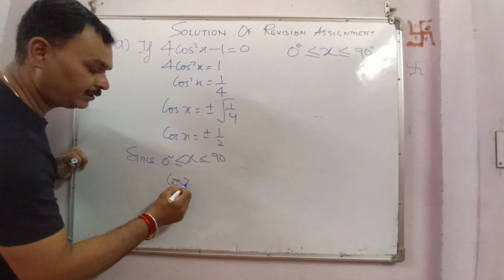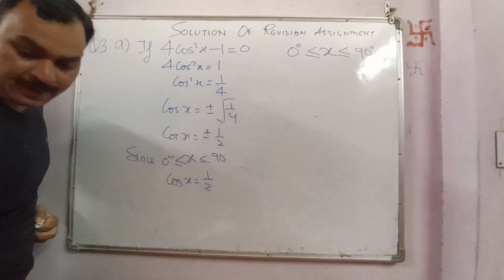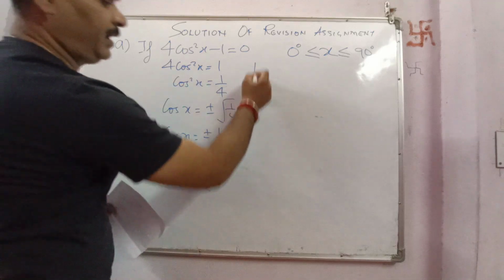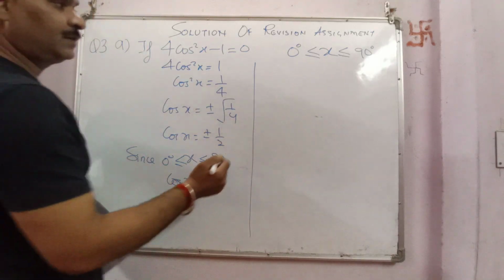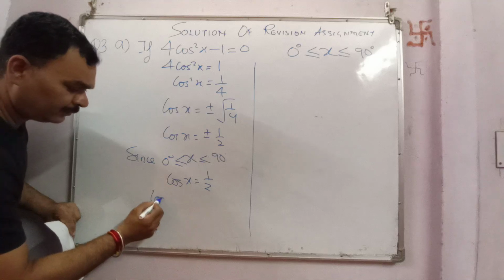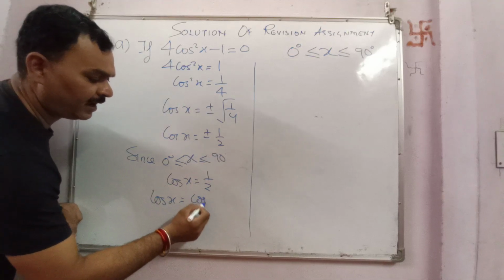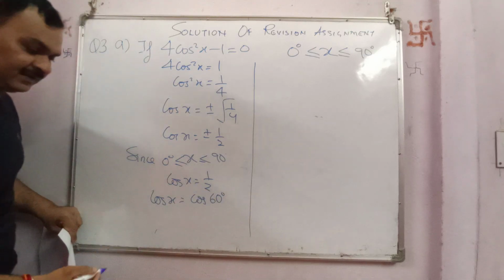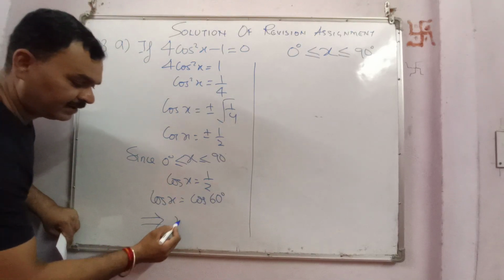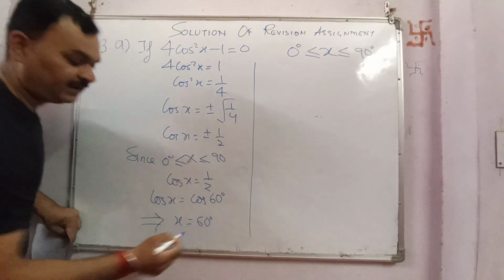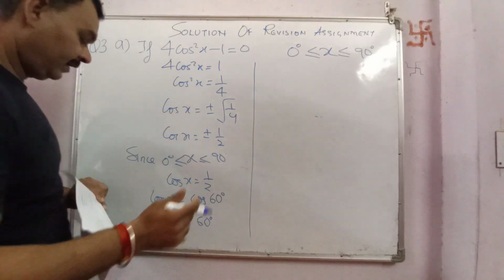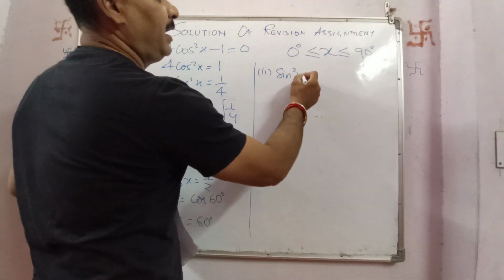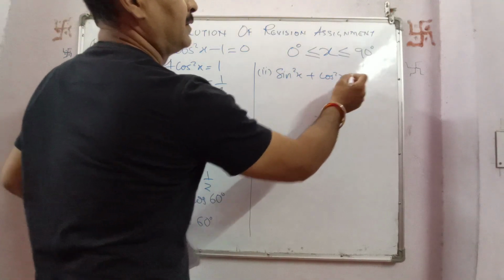But since x lies between 0 to 90 degree, we will neglect the negative value and we will get cos x is equal to 1 by 2. Now we need to find out the value of x. Since cos x is equal to half, we must know of which standard angle the value of cos is half. We know that it is 60 degree. So this implies x is equal to 60 degree.